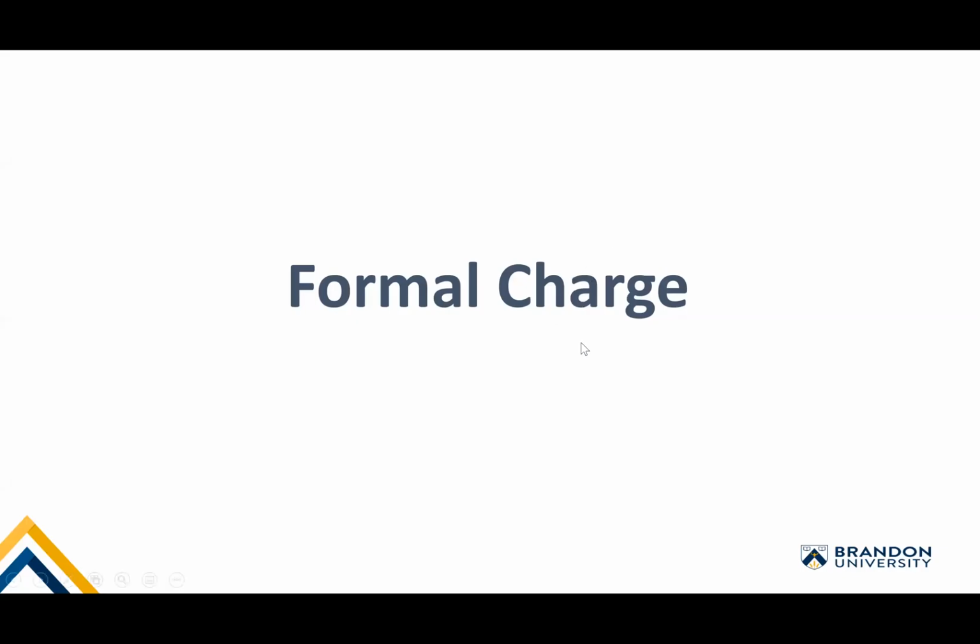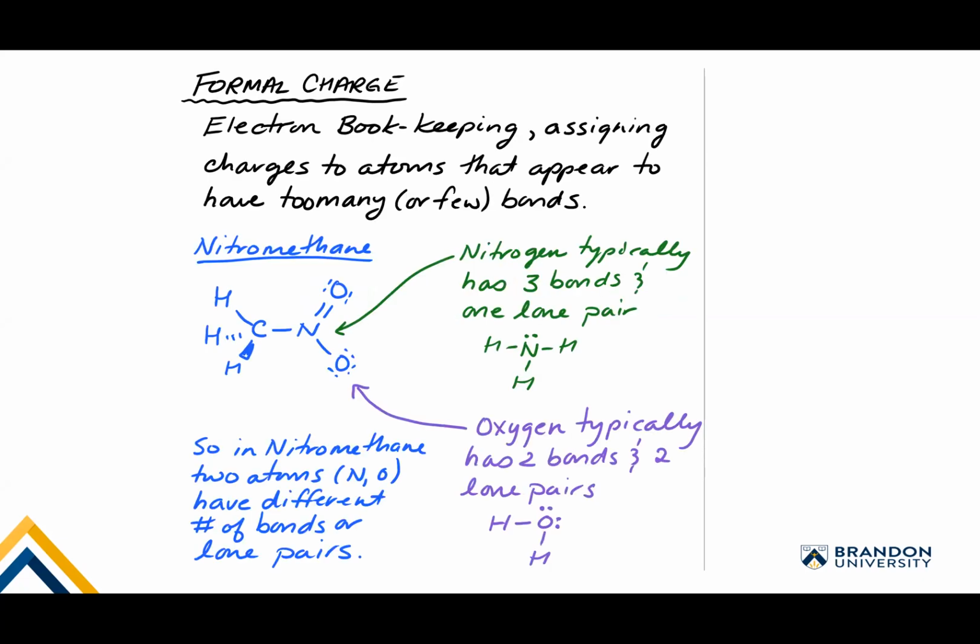Okay, so the next little bit is going to be on formal charge. This, of course, is electron bookkeeping, and you sort of have to use this with our Lewis structures. You can't accurately do a Lewis structure without utilizing formal charge. So, as I said before, formal charge is basically electron bookkeeping, and it's assigning charges to atoms that appear to have either too few or too many bonds compared to their normal state of being.